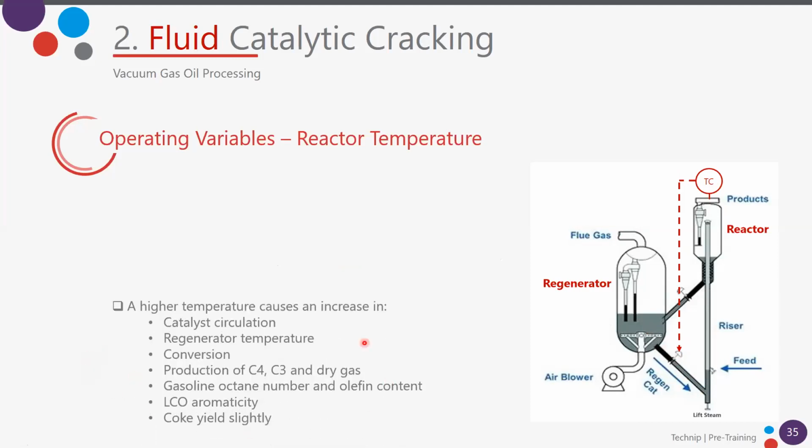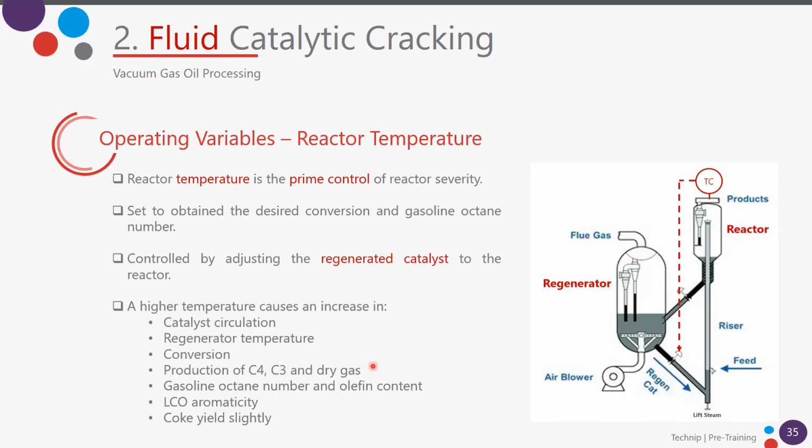So some of the consequences if you increase the temperature: you have more catalyst circulation, you have more regenerator temperature, more conversion, more production of C3, C4, and dry gases, and other effects in other variables, okay? But remember that any change that you make in an independent variable will have an effect on other dependent and independent variables. Here we have the main consequences if you increase the temperature.